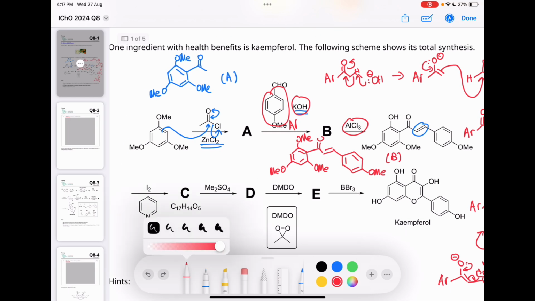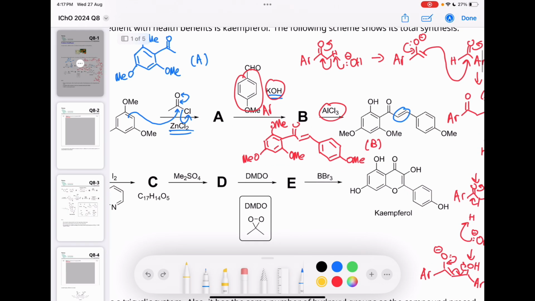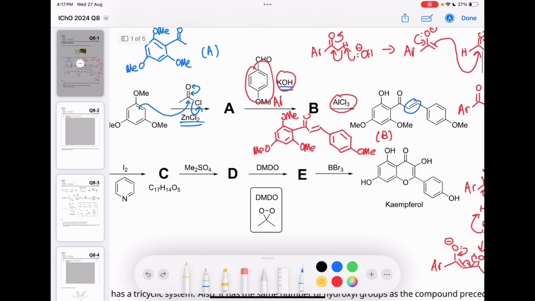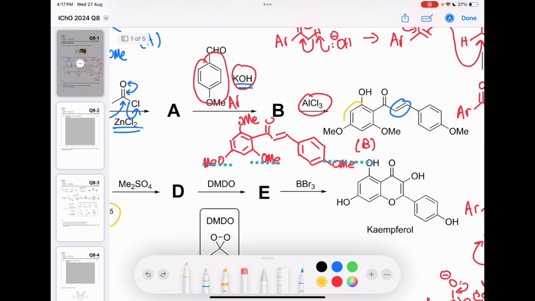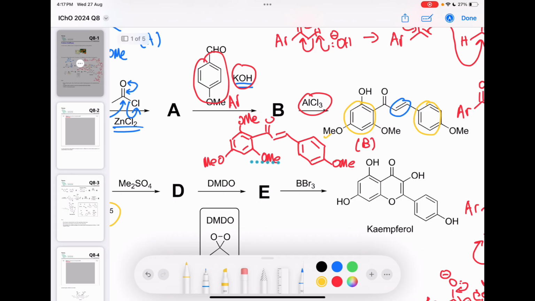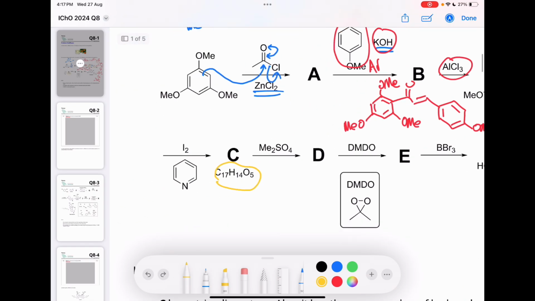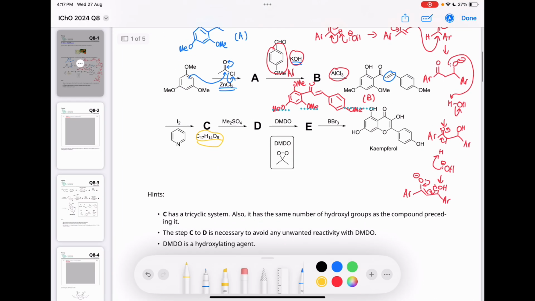So what happens from this intermediate structure to compound C? Here we can make use of the formula given to us. In this compound, we can count the number of carbons. There are 6 carbons here, 6 carbons here. So 12, 13, 14, 15, 16, 17, 18. So there are 18 carbons in this intermediate compound. However, there are only 17 carbons in structure C. So what happened? We can read the hint here.